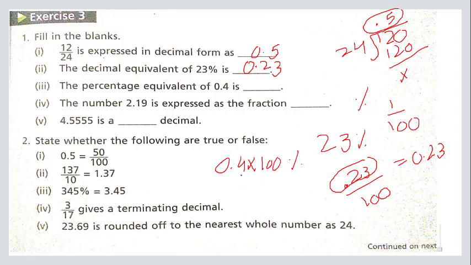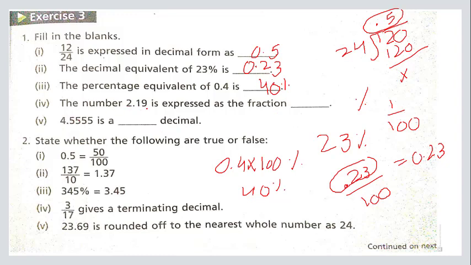So if I multiply 0.4 with 100, I will get the answer 40. You can multiply 0.4 with 100, you will get the answer 40%. So you will write 40%.